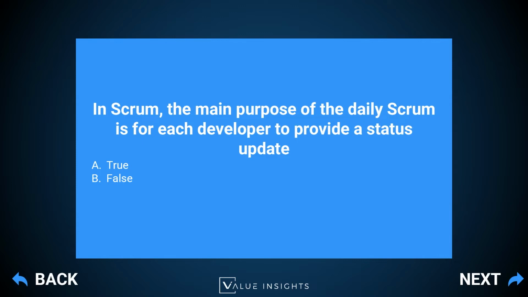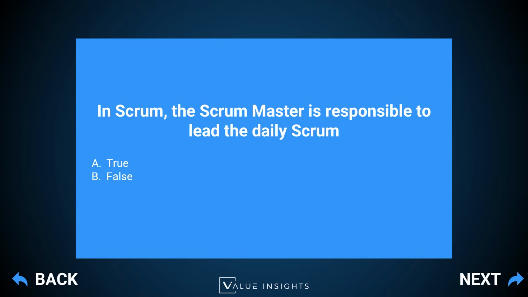Therefore, the main purpose of the daily Scrum is actually not for each developer to provide a status update, but rather to see how to collaborate to get closer to the Sprint Goal. So how can we reach the Sprint Goal today, or get as close as possible to it? This is the main purpose of the daily Scrum. Okay, let's have a look at question number 2.